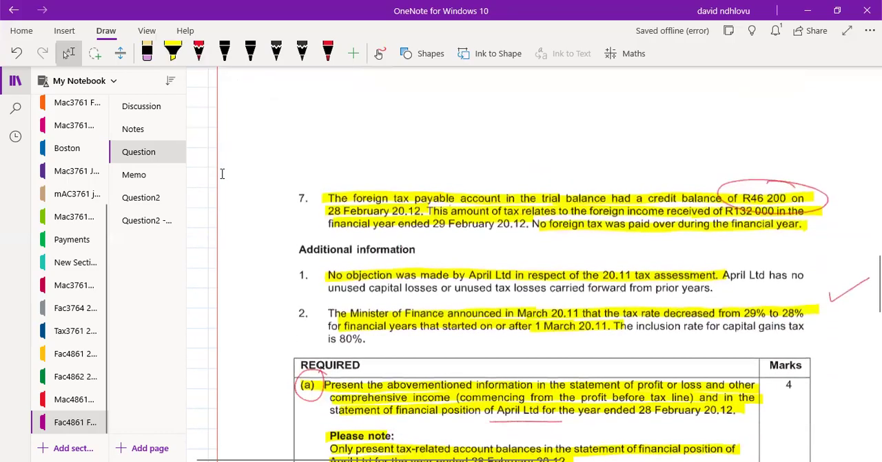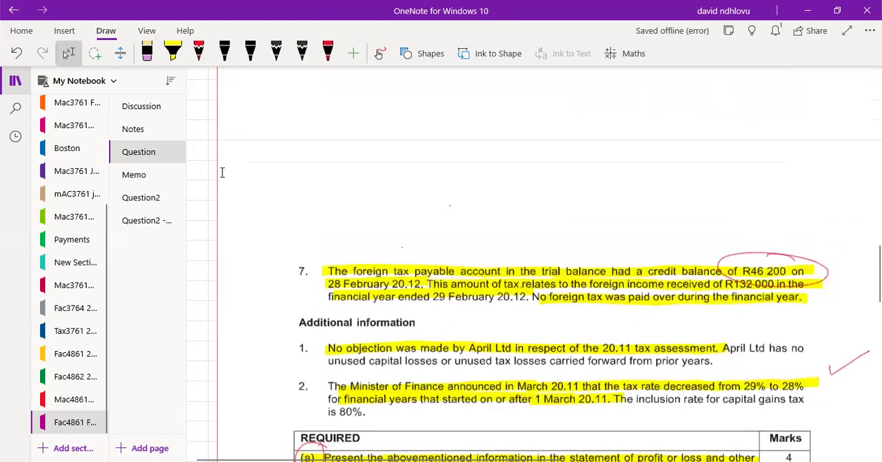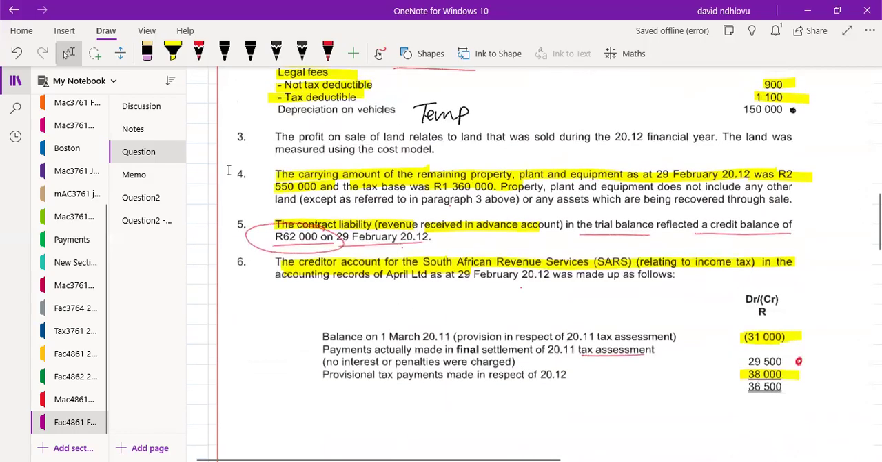See, this is what they are talking about. When they say here, no objection was made by April in respect of the 2011 assessment. So we agreed with SARS. It means that we saw where the mistake was, and then we paid them this. Okay. So we don't owe them anything. But in our books now, we would have already deducted this expense as an income tax expense in 2011. Remember, income tax expense is current tax plus what? Deferred tax. Right.